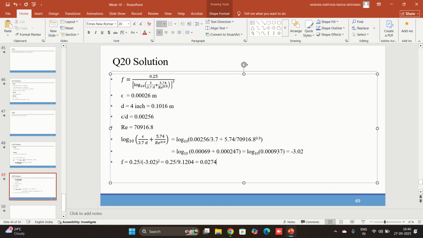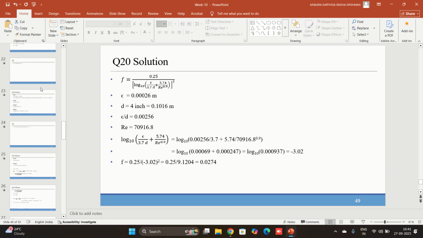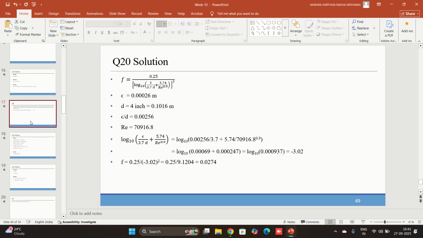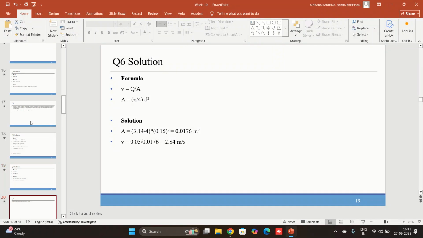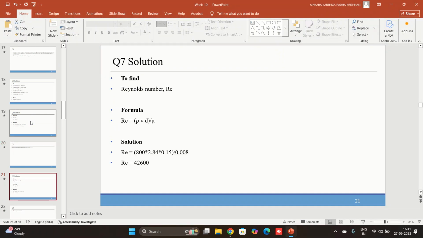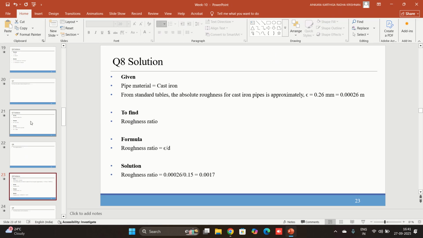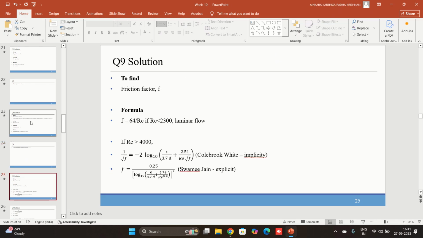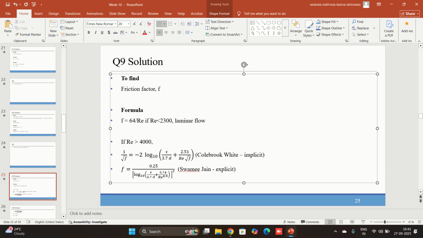So this is the basic sequence which we followed. If we go and see question 6, we will understand better. First we found the average velocity, and next we found the Reynolds number, and from the Reynolds number we calculated the roughness ratio, because in the friction factor calculation we would require the roughness ratio. After finding the roughness ratio, we use the friction factor formula and got the solution.